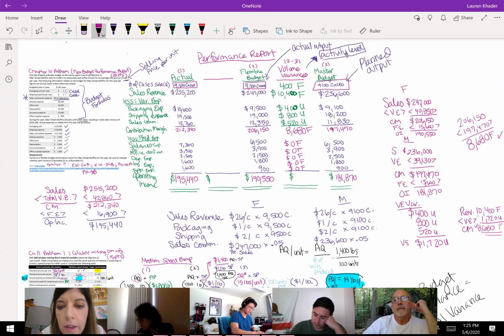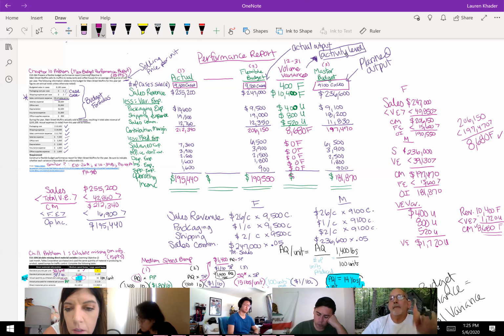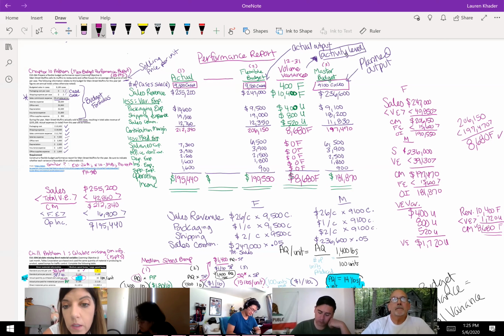For operating income, take the time, 195,550 minus 181,870. Does that equal 8,680 favorable? Yep. That's what it should equal, because the contribution margin difference is what the variance is.